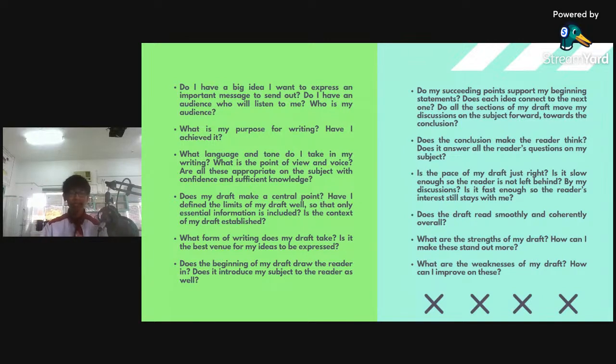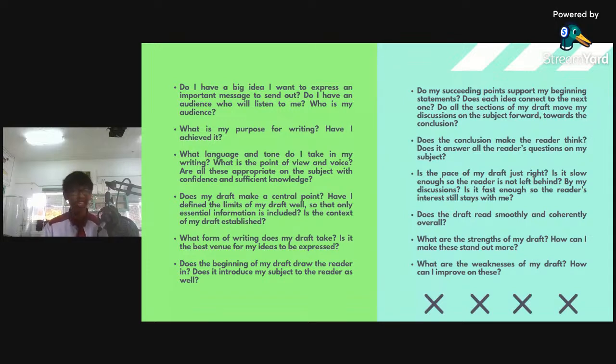So, like I said, this is more so about the direction of your essay, right? If you have a good direction in your essay, if the way it's structured is good, then more often than not, you have a central point. You have one main clear idea that most people will go back to after they finish reading. So you have to take note of that. Not only that, you need to, as it says, define the limits so that only essential information is included.